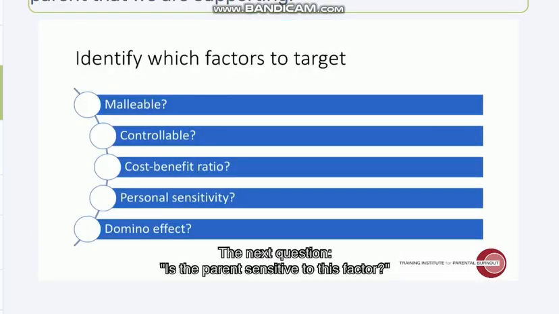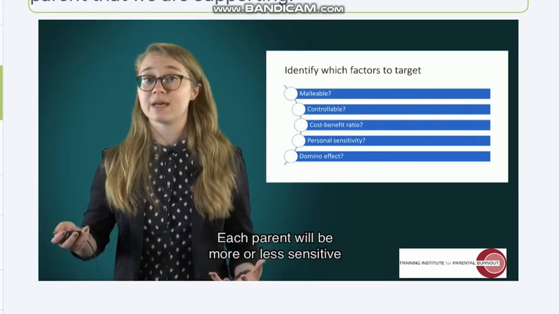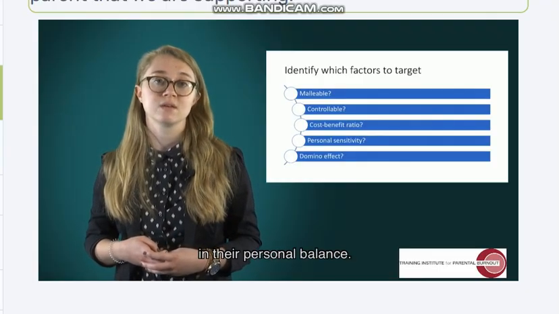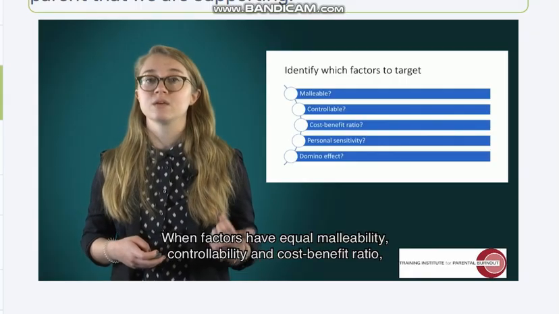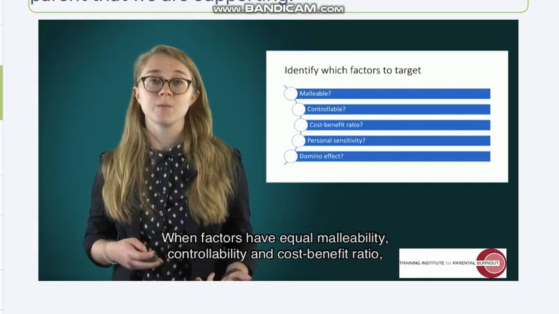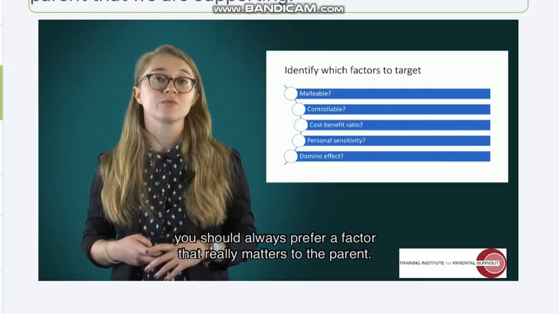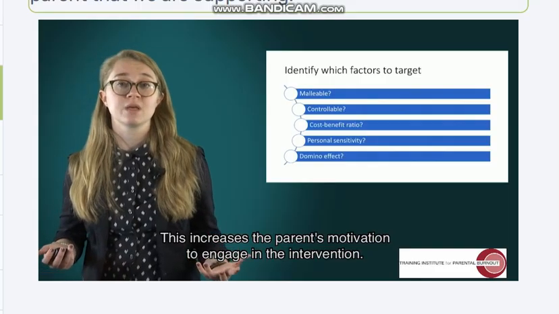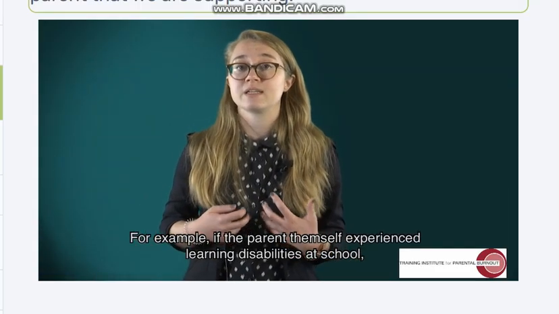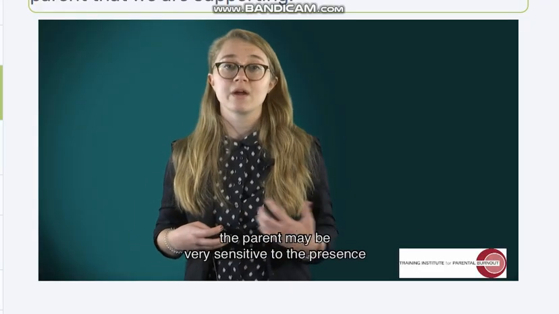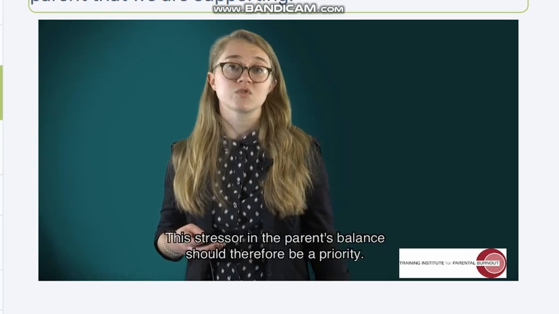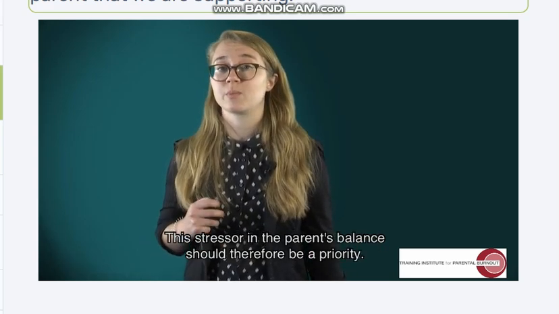The next question, is the parent sensitive to this factor? Each parent will be more or less sensitive to the presence of certain factors or resources in their personal balance. When factors have equal malleability, controllability, and cost-benefit ratio, you should always prefer a factor that really matters to the parent. This increases the parent's motivation to engage in the intervention. For example, if the parent themselves experienced learning disabilities at school, the parent may be very sensitive to the presence of academic difficulties for their child. This stressor in the parent's balance should therefore be a priority.